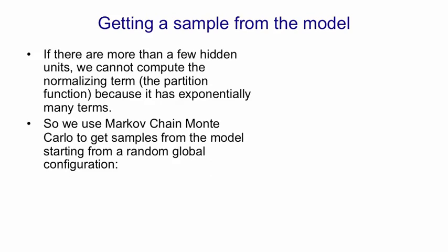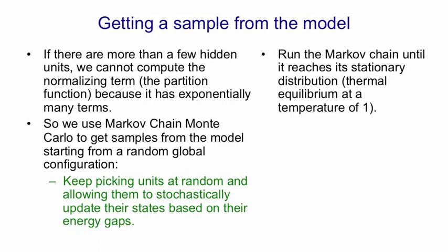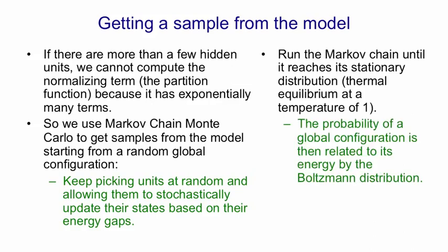But we can use Markov chain Monte Carlo to get samples from the model by starting from a random global configuration and then picking units at random and updating them stochastically based on their energy gaps. Those energy gaps being determined by the states of all the other units in the network. If we keep doing that until the Markov chain reaches its stationary distribution, then we'll have a sample from the model. And the probability of that sample is related to its energy by the Boltzmann distribution.